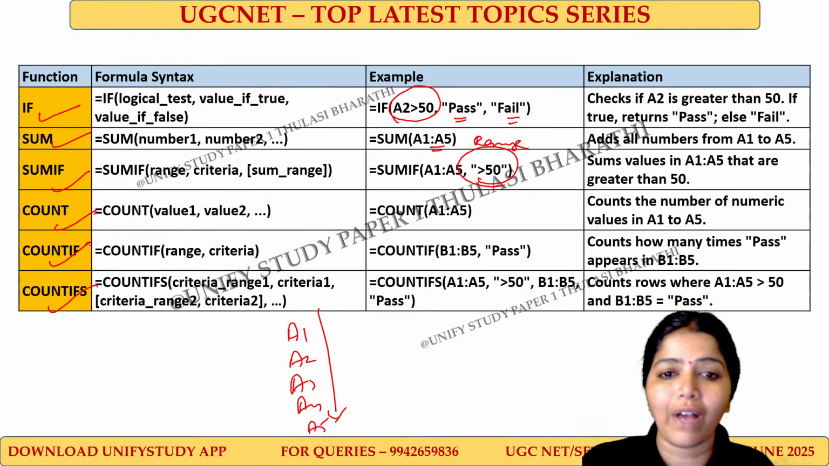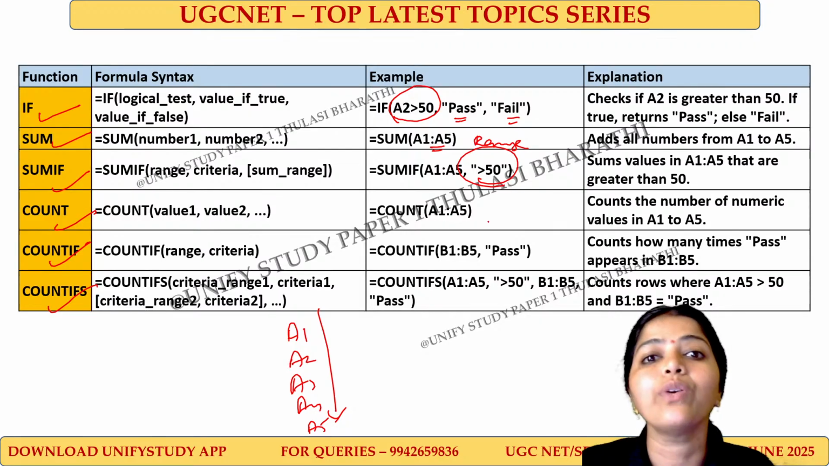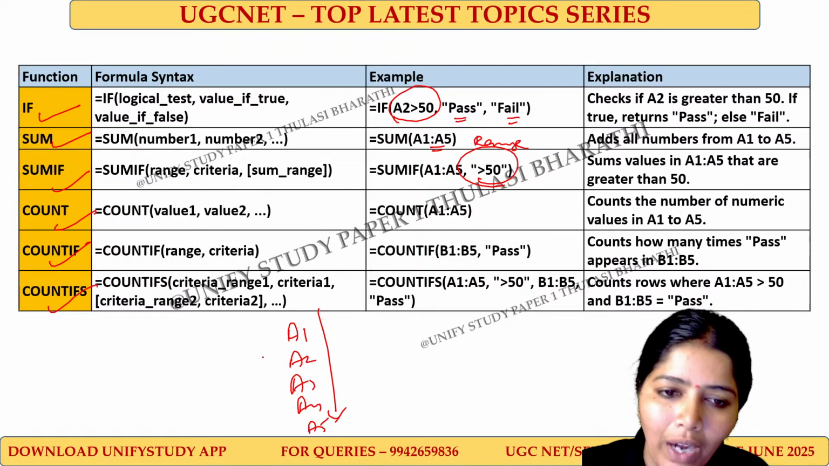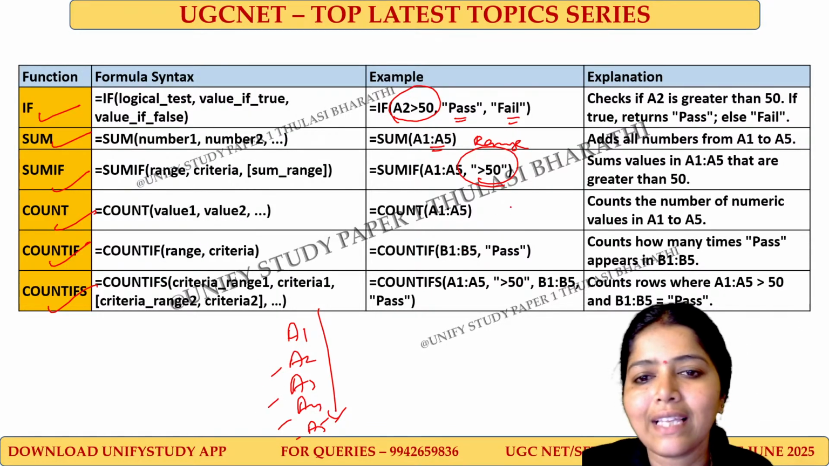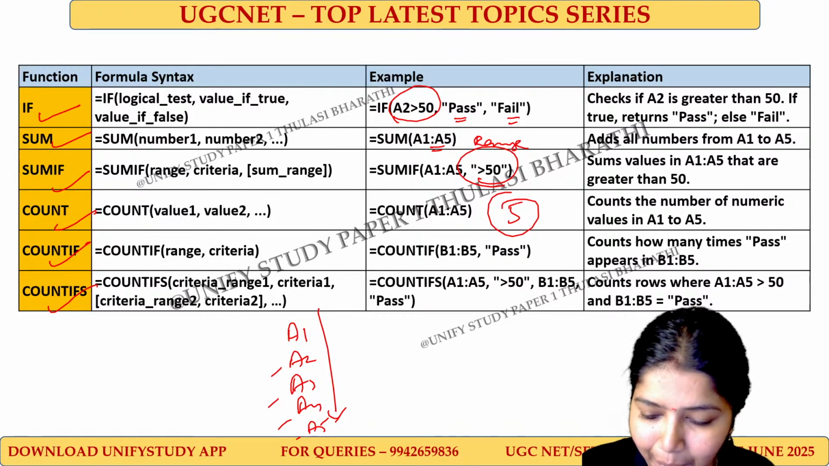COUNT means what? Count the number of values. If I give COUNT of A1 to A5, what will it give me? It will count 1, 2, 3, 4, 5. This will give me the answer 5. Yes, am I clear?